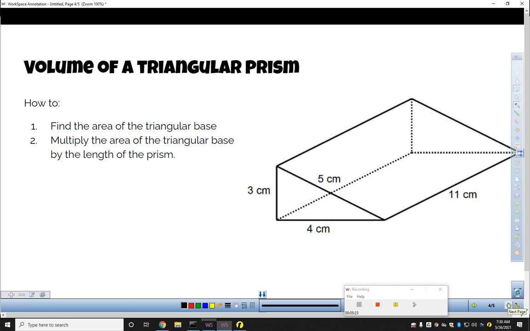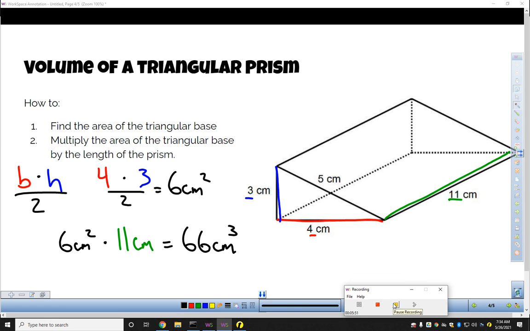All right, last problem here, looking at the volume of a triangular prism. This is going to feel very similar to the last problem, except instead of a hexagon, our base here is a triangle. So the steps are pretty simple. Find the area of the base of the triangle, multiply it by the length of the prism. If you feel comfortable, try it on your own.